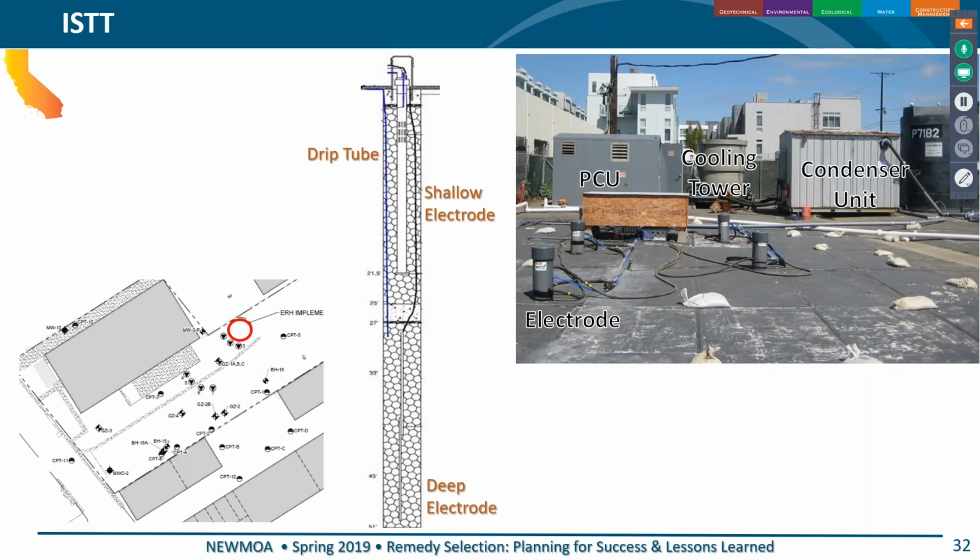So here we have a view of our whole site, the electrodes. This was the PCU, power control unit. This system was sized for 500 SCFM and 500 kilowatts. Once the vapor is pulled out, it goes through the cooling tower and condenses out the liquids. And from there, it's pretty much like an SVE system. Carbon, in this case, but thermox, catox, and other technologies are options.